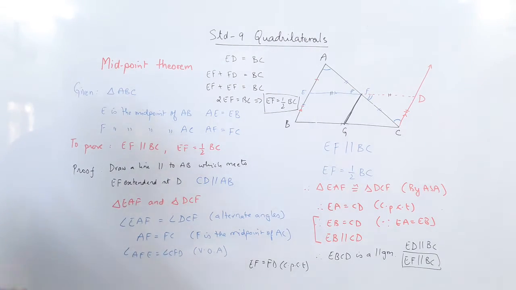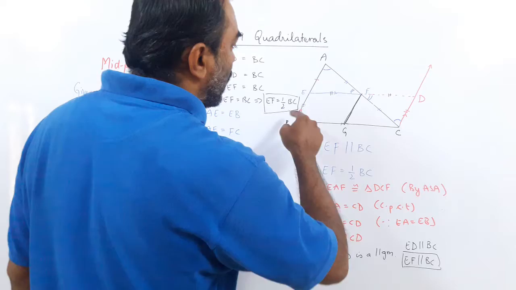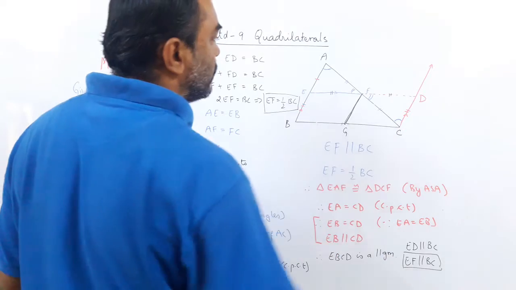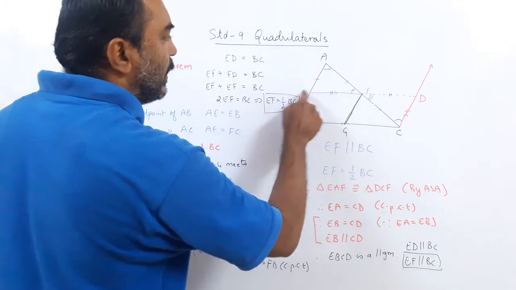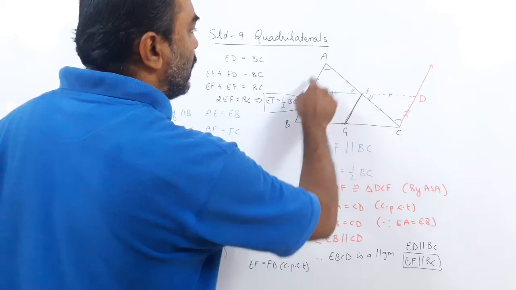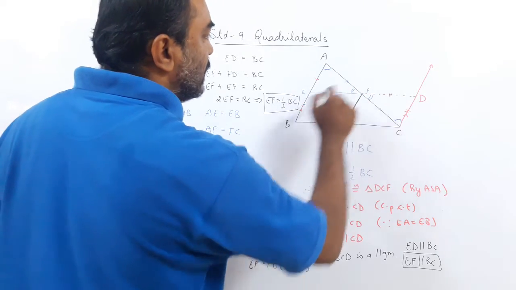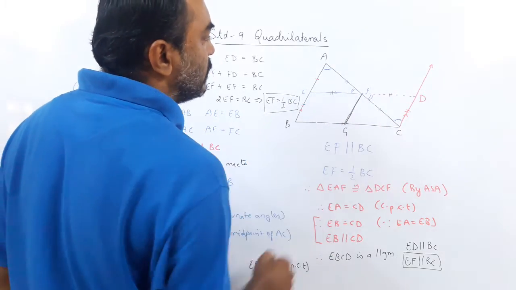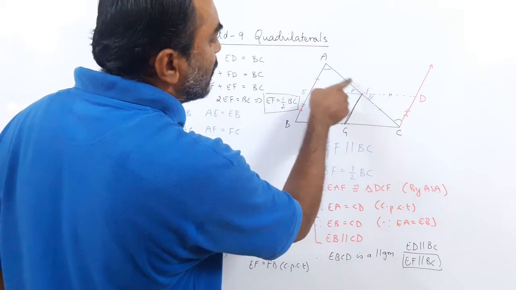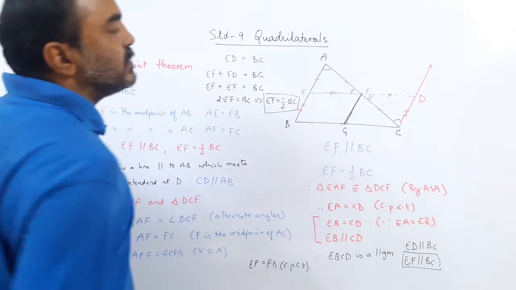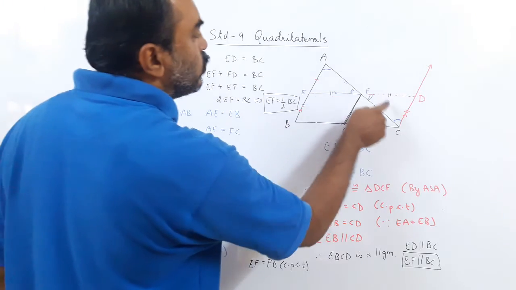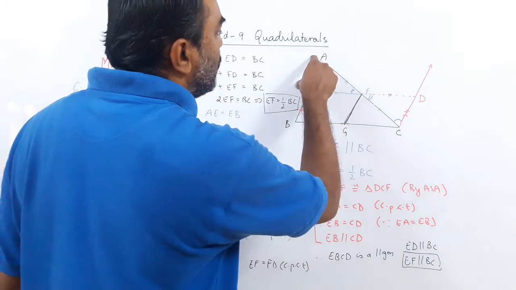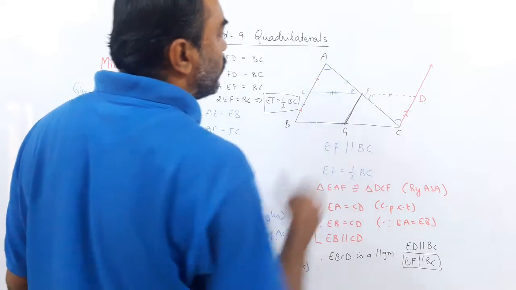So again I will tell you how I proved it. I drew a line parallel to AB, extended EF which meets at D. So I got this line. Then I took triangles EAF and DCF. Here this angle and this angle is equal because I drew parallel lines, alternate angles. This side and this side is equal because F is the midpoint, and this angle and this angle is equal because they are vertically opposite. So these two triangles are congruent. Because these triangles are congruent, the corresponding sides are also congruent. So EA equal to CD and EF equal to FD.